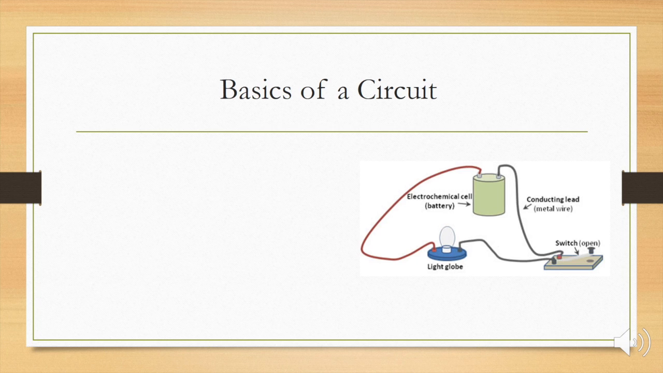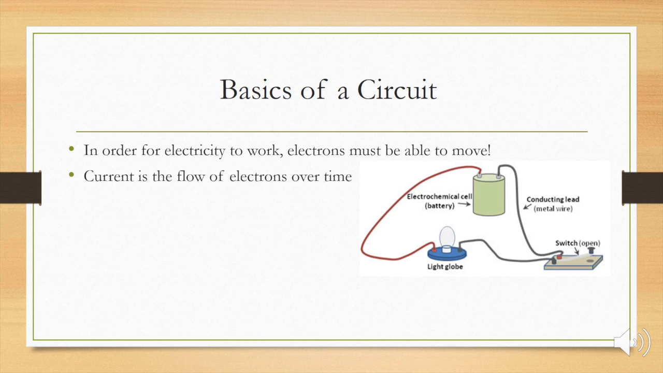Now we're going to talk about the basics of a circuit. In order for electricity to work, electrons must be able to move. And here comes the current. Current is the flow of electrons over time.